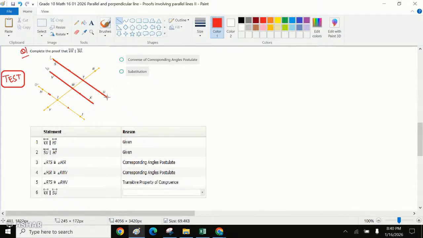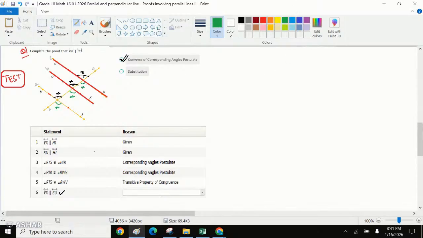When we're talking about parallel, it would have the word converse, right? So can we say this statement would be converse of corresponding angles postulate, because they are also corresponding angles. If this was X, then this is X. So the correct option would be converse of corresponding angles postulate.